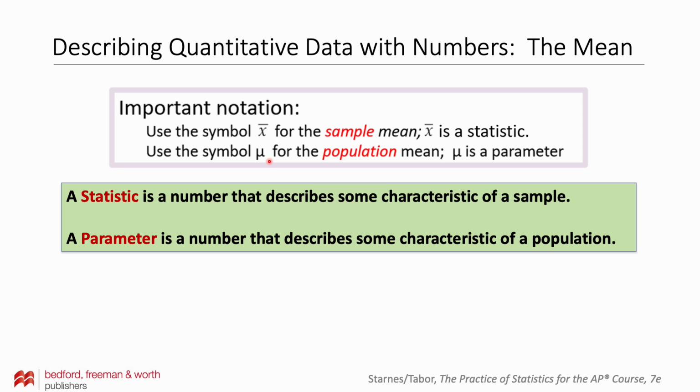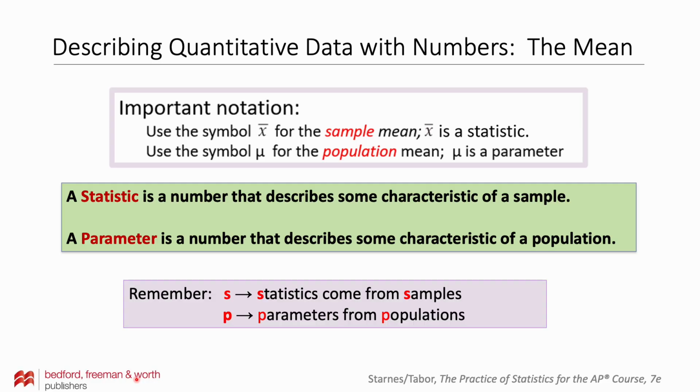A couple things we have to remember from what we just talked about: the mean is not a resistant measure. It gets pulled in the direction of the skewed data or outliers, okay? The median is a resistant measure. So if I have an outlier, it's not going to affect it.